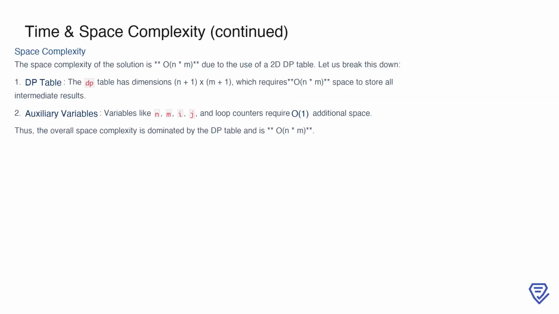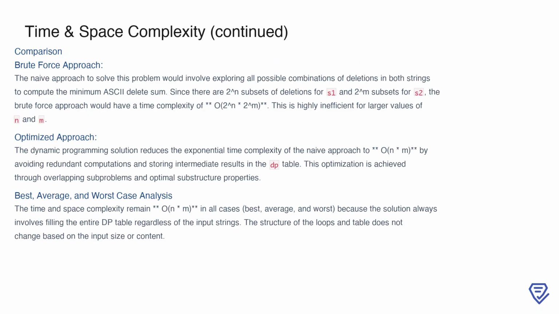The space complexity of this solution is driven by the dynamic programming table as well. The table has n+1 rows and m+1 columns, requiring O(n*m) space to store all intermediate results. Additionally, we use a few auxiliary variables, such as n, m, i, j, and loop counters, which require constant space, or O(1). Since the DP table dominates the space usage, the overall space complexity of the solution is O(n*m). When comparing this optimized dynamic programming approach to the brute force method, the efficiency gains become clear.